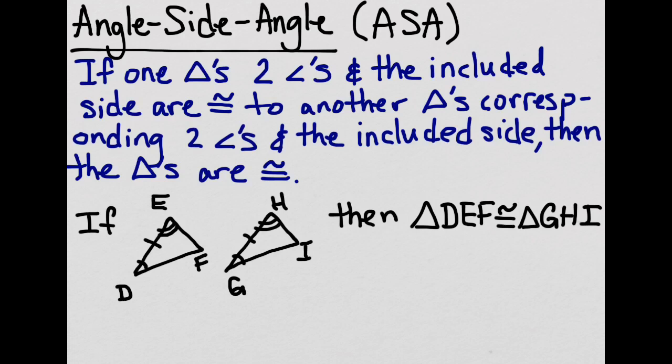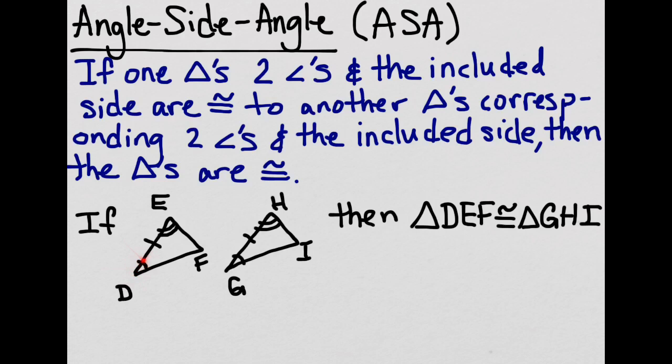ASA. So this says if one triangle's 2 angles and the included side are congruent to the other triangle's 2 angles and included side, then they're congruent. Now, the important thing to realize with this theorem is that when we're talking about 2 angles and a side, the side has to be in between the 2 angles. Like if you were to start at the leftmost angle and then go clockwise, those would all be in the ASA, or angle side angle order.